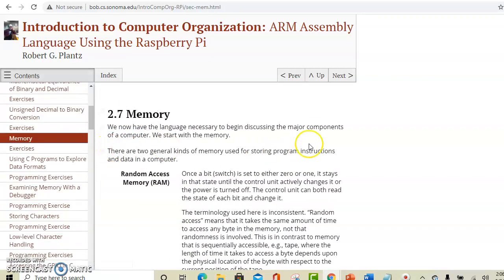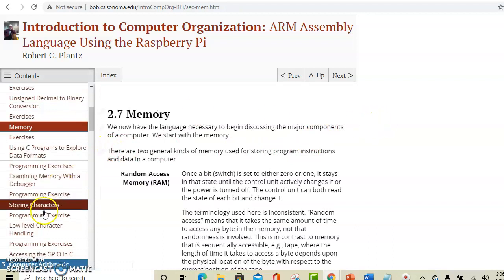And the final section of this chapter is memory. I'll separate that one out.